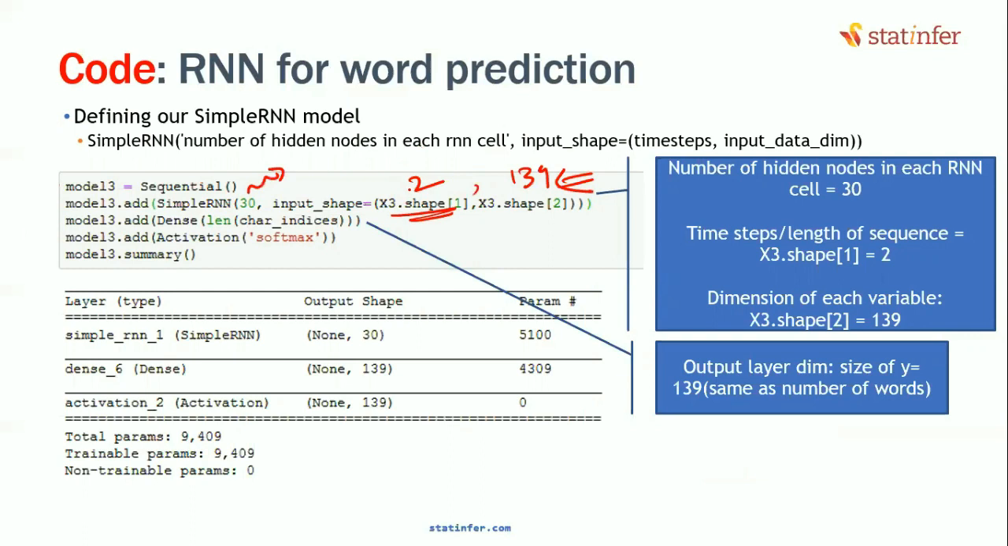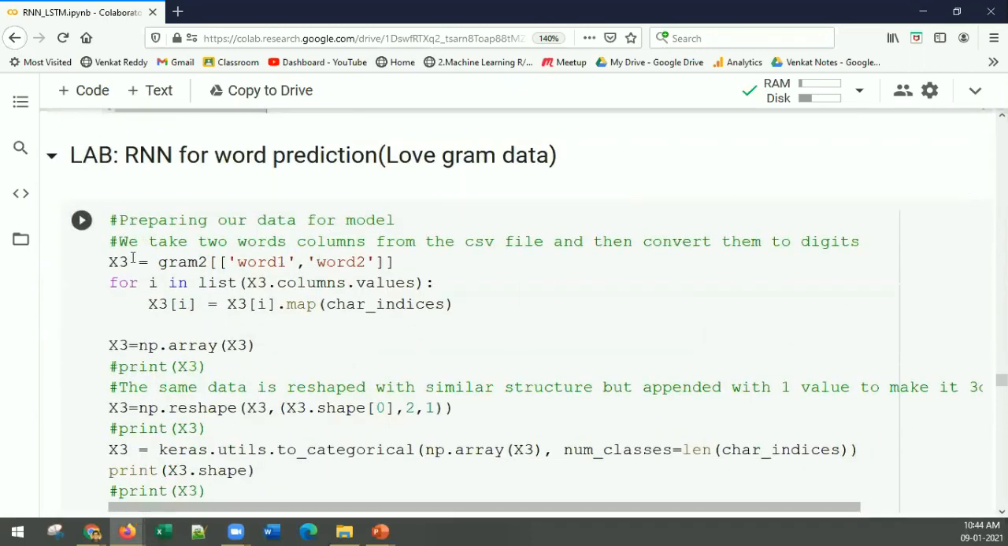If we were predicting the fourth word, taking word 1, word 2, word 3, what would be the input? Here we would have given 3 time steps, and then the shape would have been 139, or whatever is the shape of the data. Then finally the output layer with softmax activation. Okay, so let us go back to the code file. Let us build an RNN model.